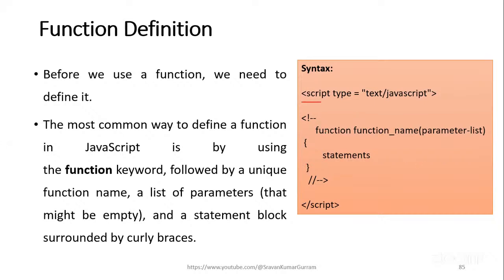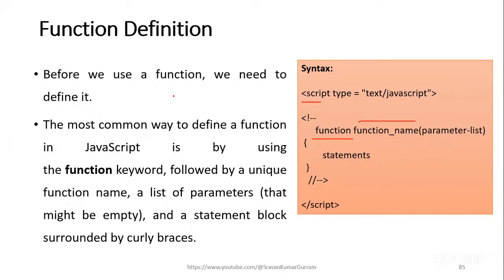Within the script tag, function, it is a keyword, space. After the function, give the space, function name. You can give any function name. After that, within the parenthesis, it has a parameter list in this example, but actually your function may or may not have the parameter list depending on your requirement. As a developer, you can decide whether we need to use those particular parameters or not. So with parameters, without parameters, both are valid.